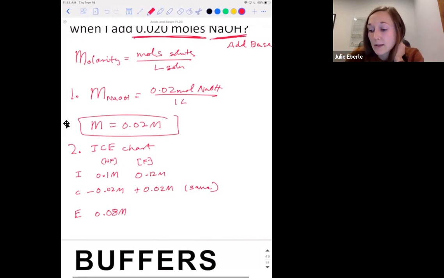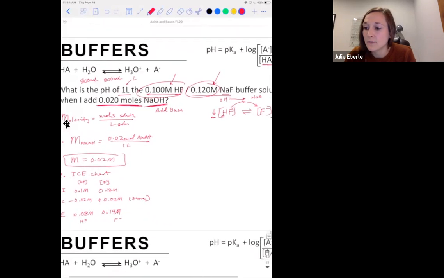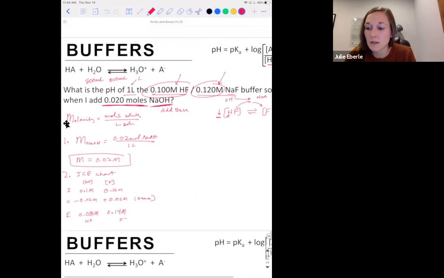And on the conjugate base side, the F minus column, 0.12 plus 0.02 is 0.14. And these are the new equilibrium concentrations for HF and F minus. Now we just plug those into the Henderson-Hasselbalch equation, because the question is, what is the pH?